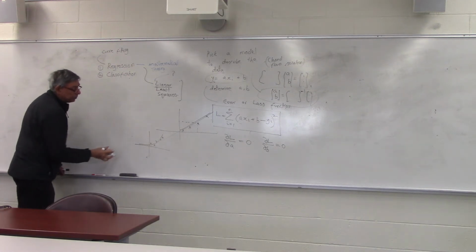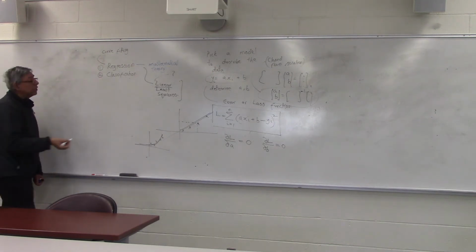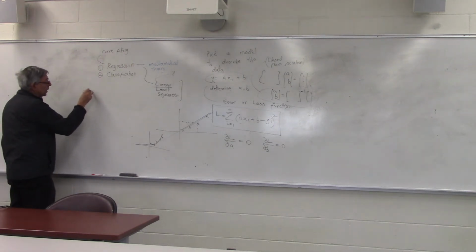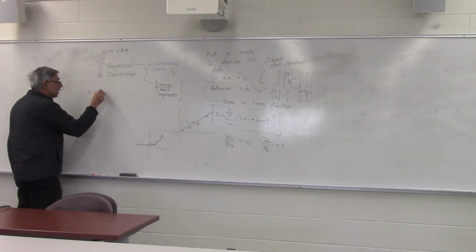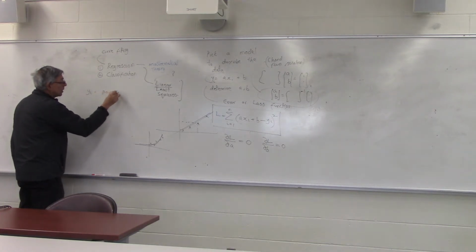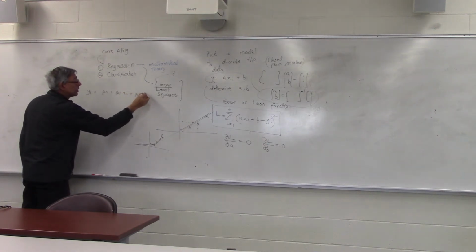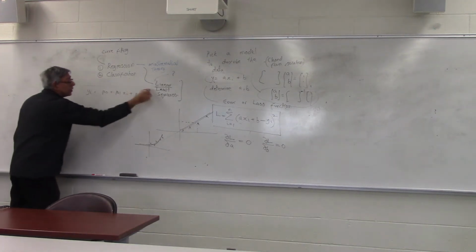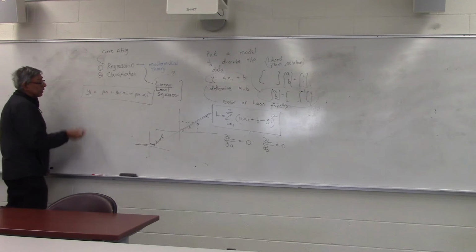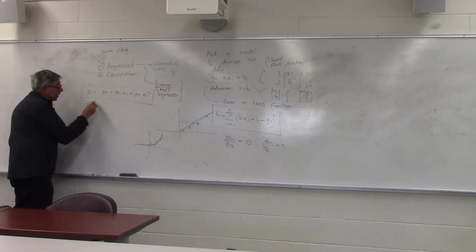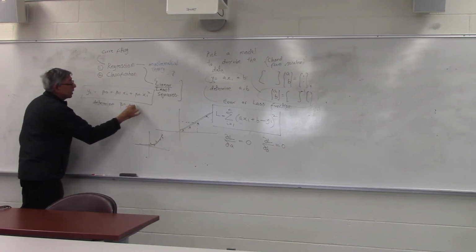So if I gave you data such that it is a curve, not a straight line, then what will our model be? Our model will be something like this. For example, it could be beta 0 plus beta 1 x of i plus beta 2 x of i squared, as an example. In this case, we have three unknowns to be determined: beta 0, beta 1, beta 2.